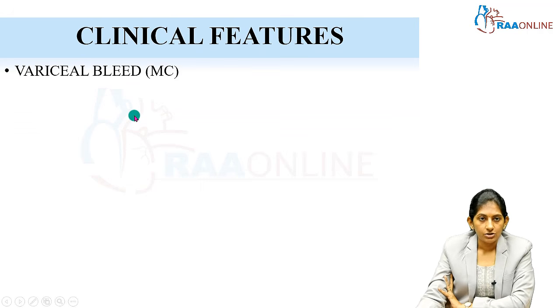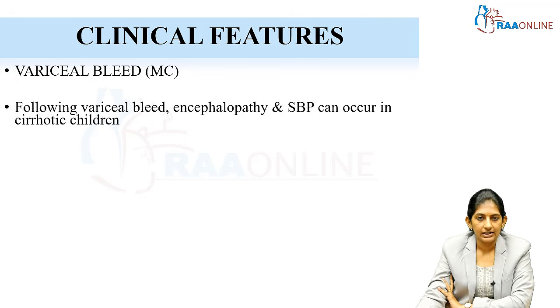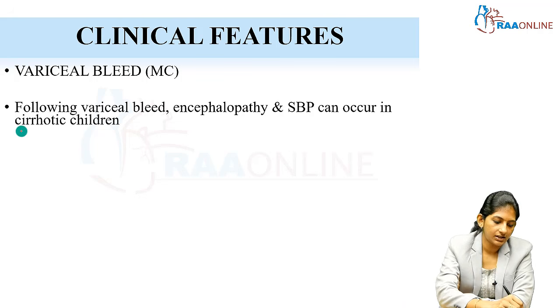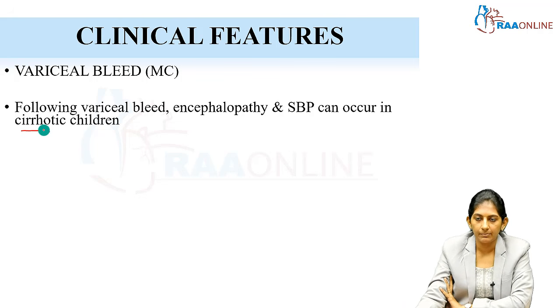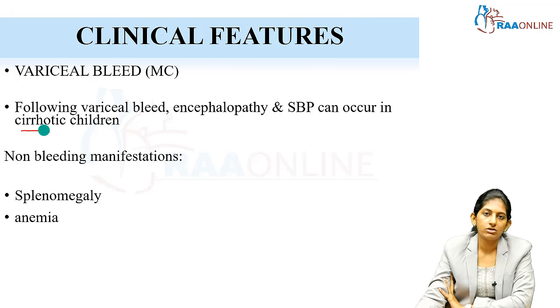Clinical features of portal hypertension. First, variceal bleed; the presenting feature is variceal bleed. Following variceal bleed, the child can go into encephalopathy or spontaneous bacterial peritonitis, especially in children with cirrhosis. Your EHPVO child will manage very well. Non-bleeding manifestations: definitely splenomegaly. Whenever there is portal hypertension, there is splenomegaly. Because of the hypersplenism or because of the variceal bleed, there will be anemia. Transient ascites will be there in EHPVO, but ascites will be persistent in a cirrhotic child.